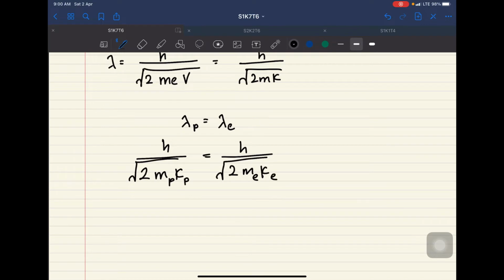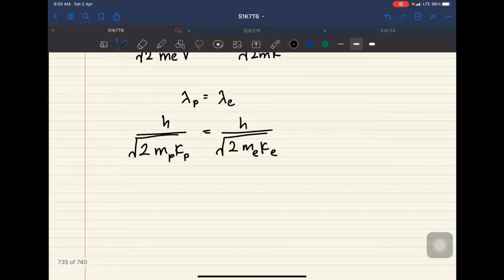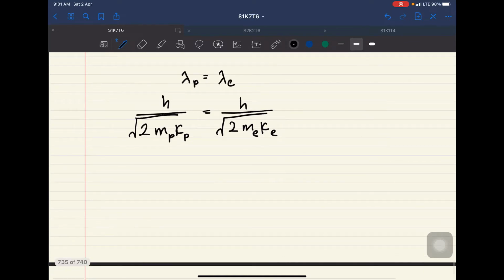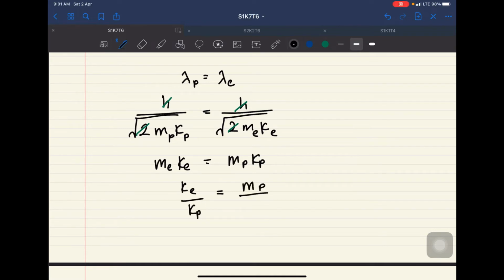Right hand side is electron. Okay, you can cancel out the h and square root of 2. Now you are left with square root of mK on both sides. So cancel out this one. Now obviously I can take square on both sides, so I am left with me Ke equals mp Kp. Okay, if I want to relate with mass, so Ke over Kp equals mp over me.